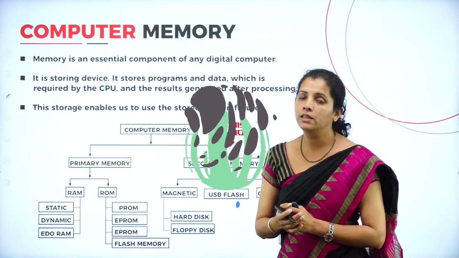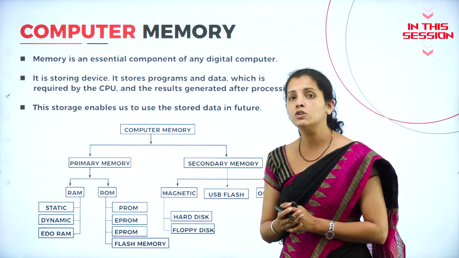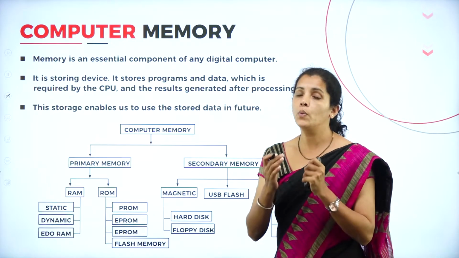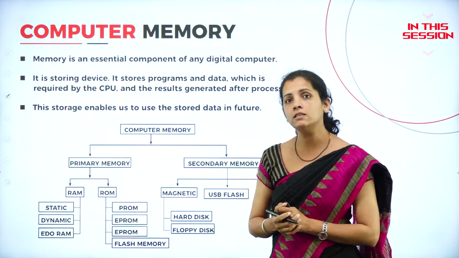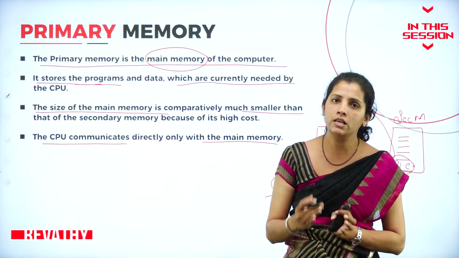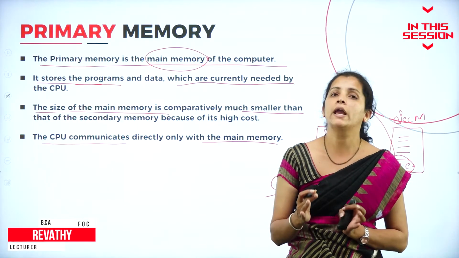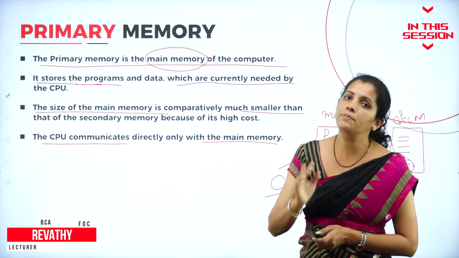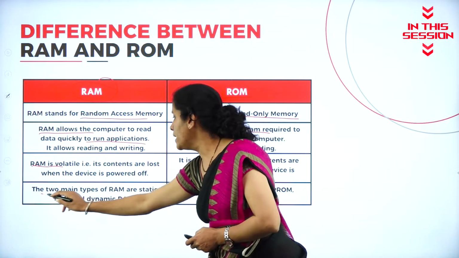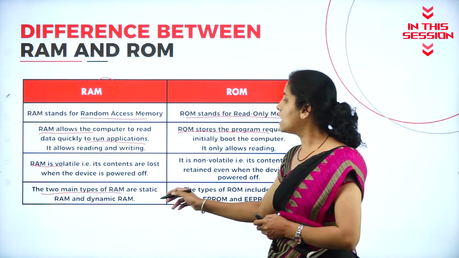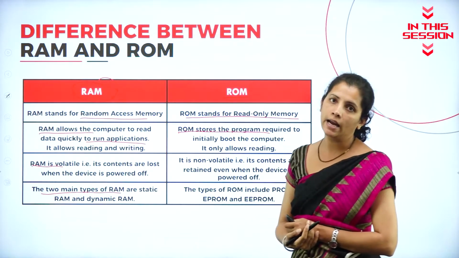Memory is nothing but the repository or storage area where we can store the data as well as output. So before executing any program or any data, that must be present in the main memory. The two main types of RAM are static RAM and dynamic RAM.